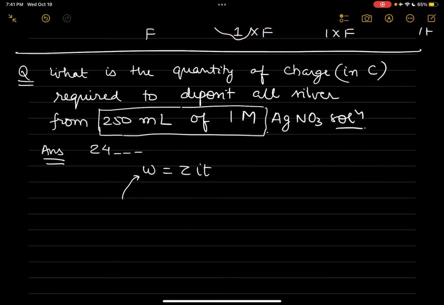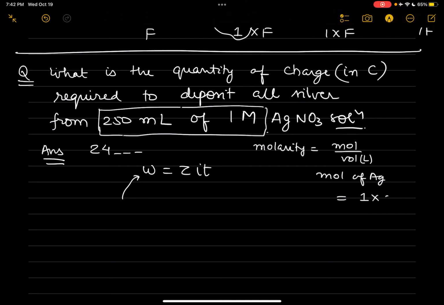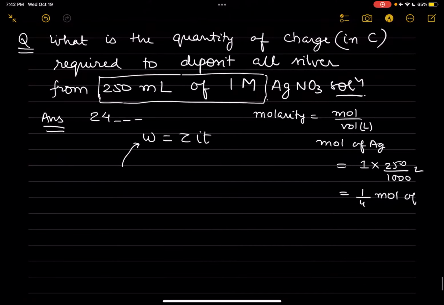Actually, the mass of the silver you can't find directly. First, you need to find the mole of silver. Molarity into volume will give you mole. Molarity equals mole upon volume in liters. So the mole of silver, you find by molarity, 1 molar, into volume. Volume is 250 ml, which is 250 by 1000, so that is 1/4. So 0.25 mole of silver, right?